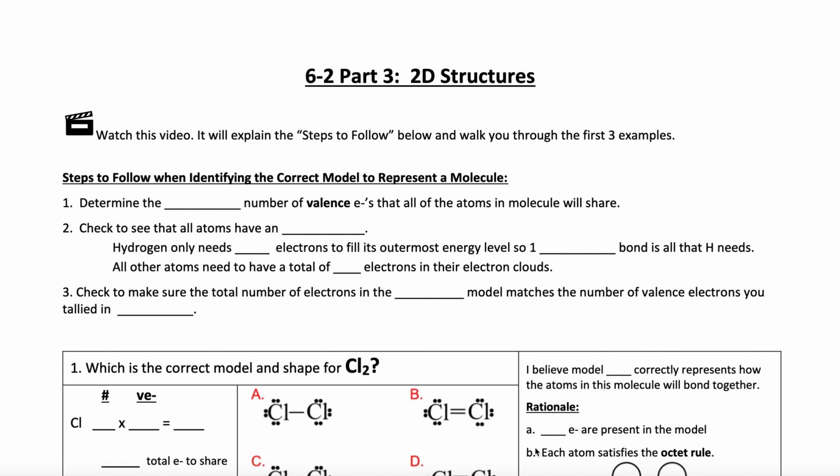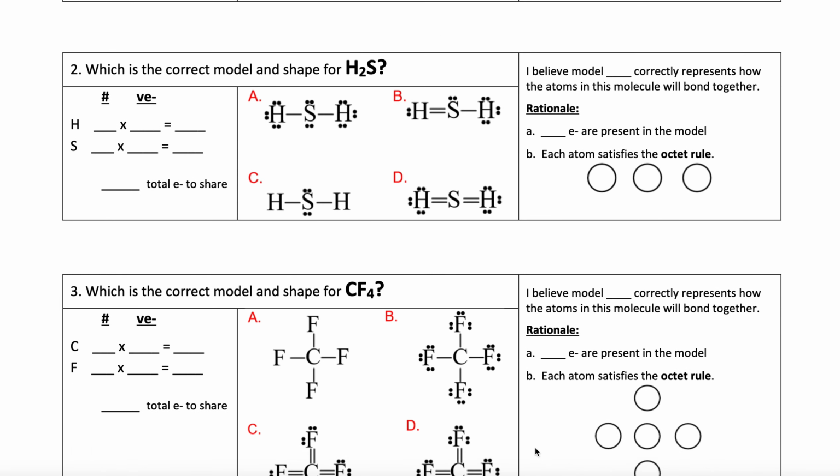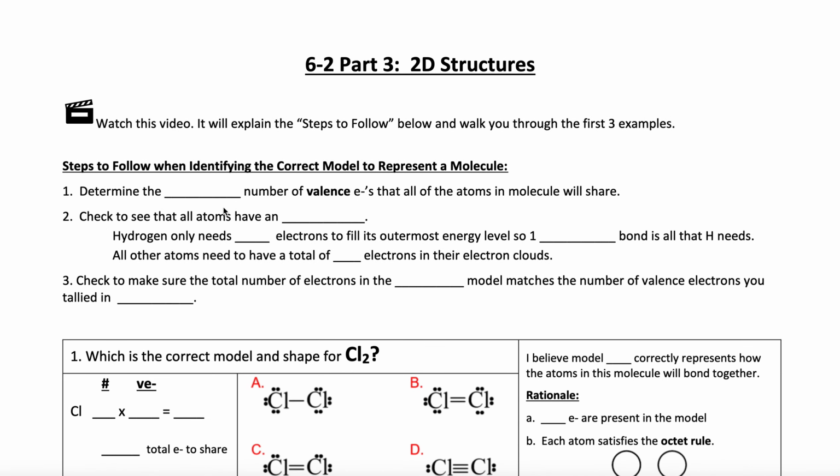All right, so let's learn how to figure out what the 2D structure for a molecule is going to be. Now we're going to go through these steps here as we work through these first three examples. So I'm going to do step 1 for each of the three examples, then I'm going to come back and look at step 2 and so forth.